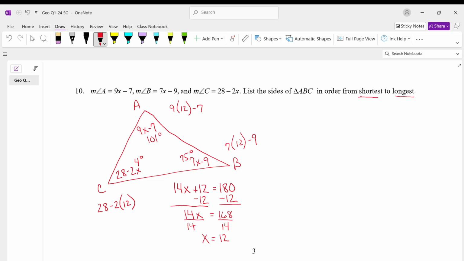So the shortest side is going to be opposite the smallest angle. Here's our smallest angle. It's opposite of AB. Our longest side is opposite the largest angle. So the side opposite angle A is BC. So that leaves AC as the medium or middle side length.